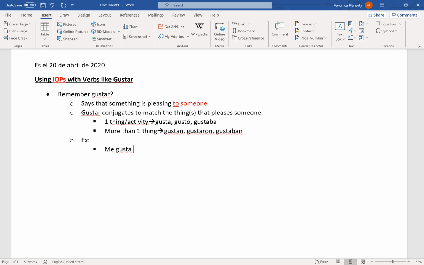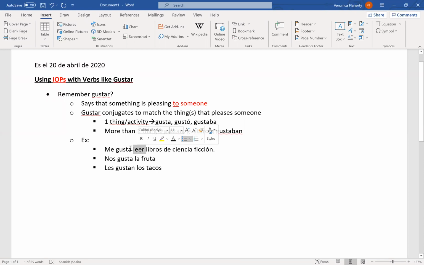Me gusta leer libros de ciencia ficción. Nos gusta la fruta y les gustan los tacos. So you can see if it's one activity, then we're going to have gusta. If it's one item, we're going to have gusta. And if it's more than one item, we're going to have gustan.